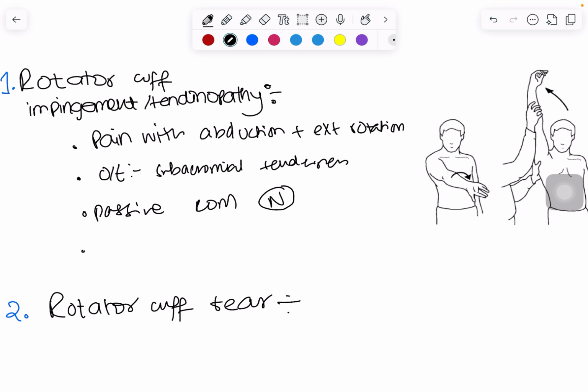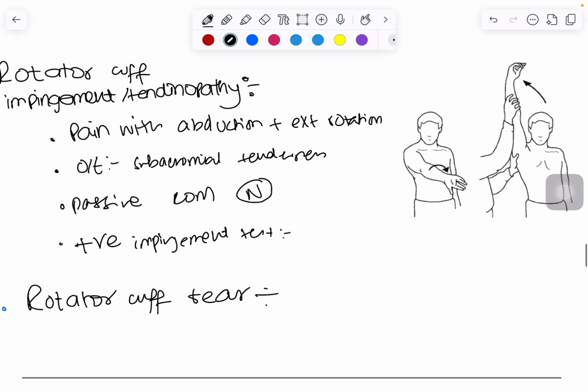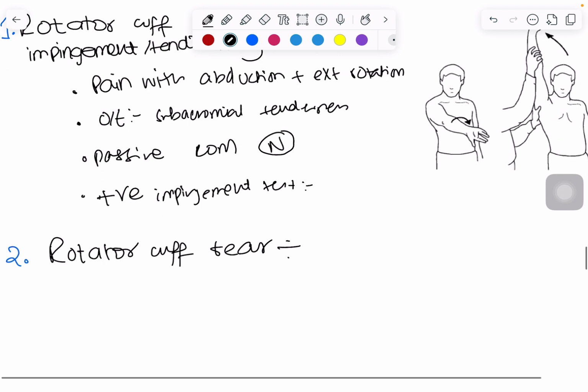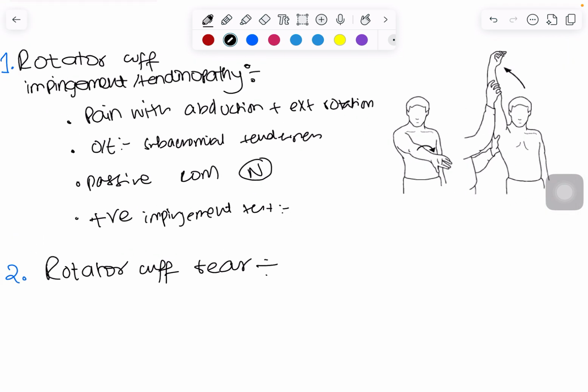There are some physical examination tests called impingement tests, and in rotator cuff impingement, these impingement tests are positive. These are called the Neer and Hawkins tests. In Neer's test, there's passive forward flexion of the internally rotated arm, and if there's pain, that indicates impingement. In the Hawkins test, the arm is flexed to 90 degrees, the elbow is flexed, and there's forced internal rotation of the arm. If there's pain, that also indicates rotator cuff impingement. So that's it for rotator cuff impingement or tendinopathy.